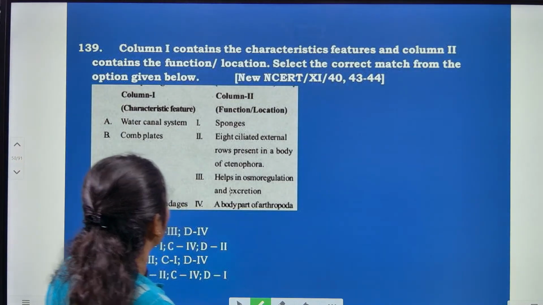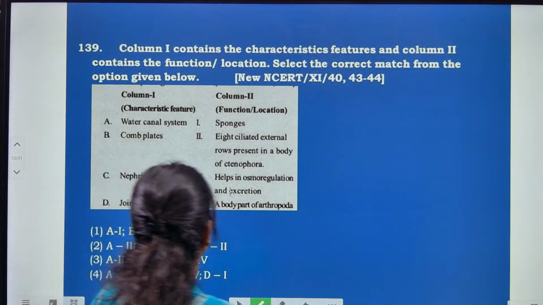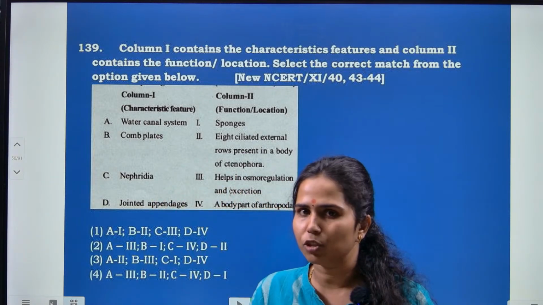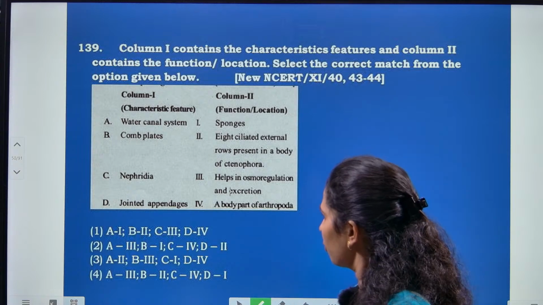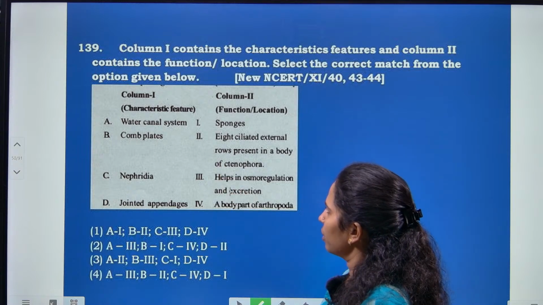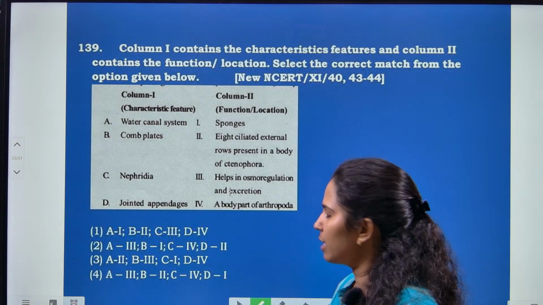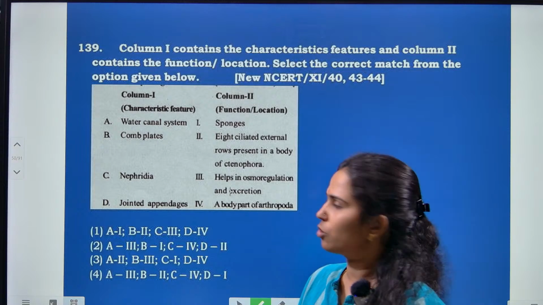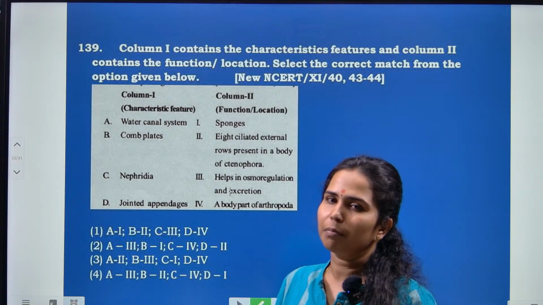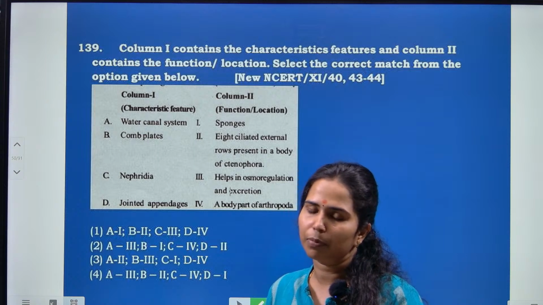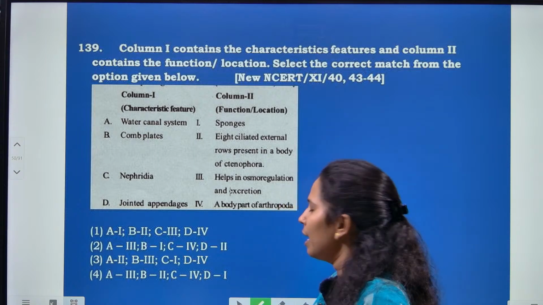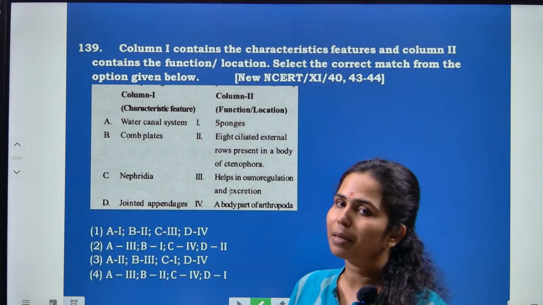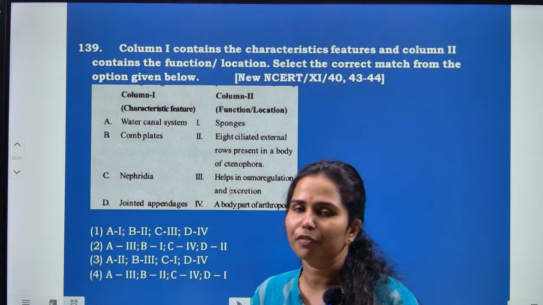Next question. So again there is a match the following here. They have given some of the characteristics, and you have to match them with the groups to which the character belongs. Whatever they have given: water canal system, comb plates, nephridia, as well as jointed appendages. Water canal system is present in the sponges. Comb plates are the 8 plates present in the comb jellies or the ctenophores. Nephridia, they are the locomotory organs, I can say. Jointed appendages are the character of an arthropod.